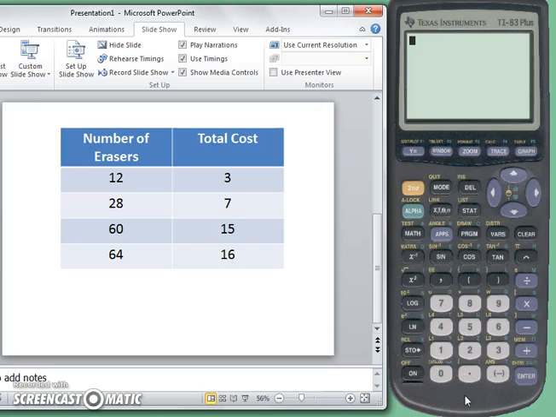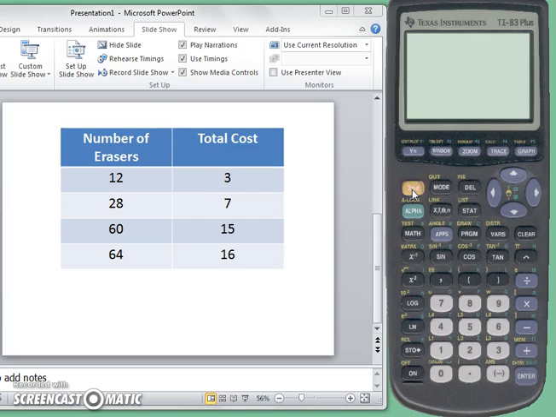This is a tutorial on how to use the TI-83 Plus to enter data and to look at a graph. So I have a table here, the number of erasers and the total cost in dollars. What I'm going to do is enter this data into the graphing calculator and see what the graph looks like.